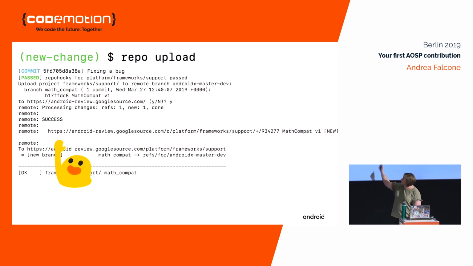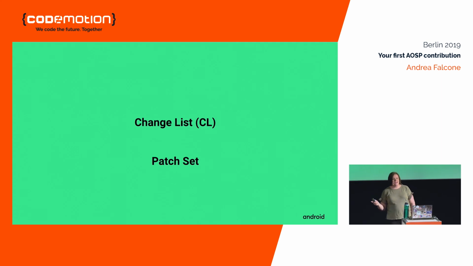There it is, the URL right there. You can click on it, copy paste it in the terminal, and that's a link to a CL. So what's a CL, you might ask? It's like a PR, but we have different words. A CL is a change list. It really just means the same thing.